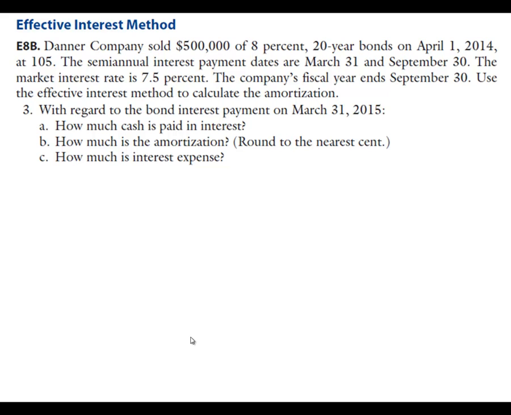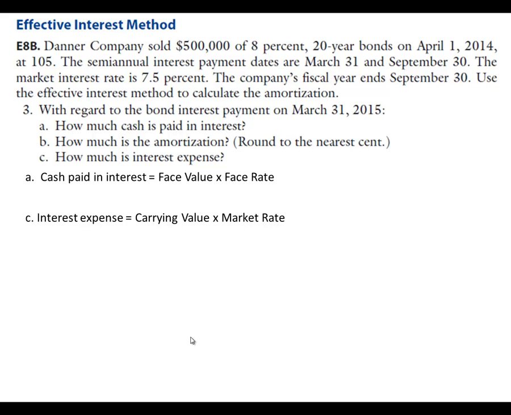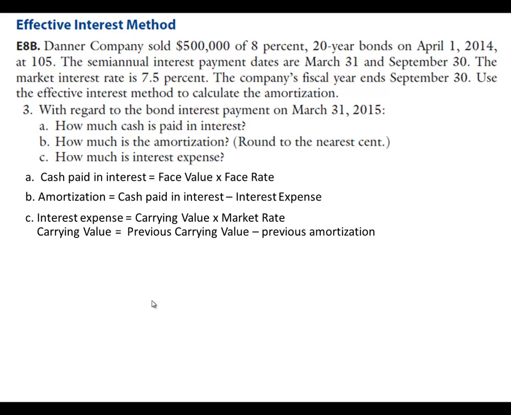So then what happens in part 3 is we're going to do the same thing, only unlike the straight line method, the amount of interest expense and the amortization is going to change. Cash paid in interest is calculated the same. Interest expense is still carrying value times market rate, which in this case, since it's our second time to pay interest, we have to recalculate our carrying value. So our carrying value now becomes our previous carrying value minus the previous amortization. Now that's only for a premium. If we were dealing with a discount, it would be the previous carrying value plus the previous amortization, and I'll show you why. And then B will be just the difference between A and C.